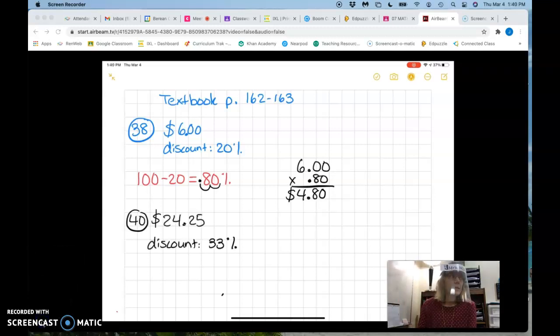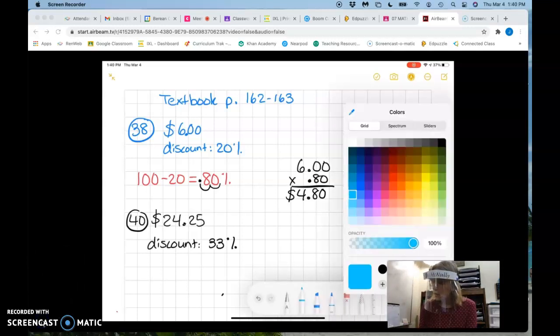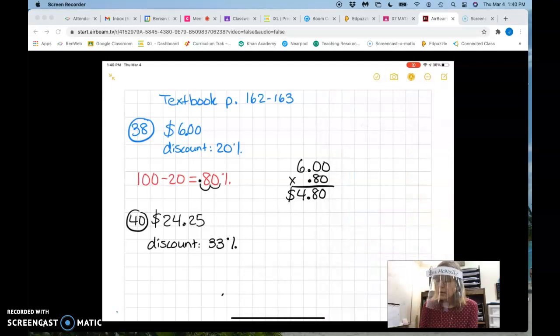So when I have discount, what's the first thing I have to do to solve? Yes. 100 minus whatever the discount is. That's going to tell me how much I'm going to pay. What is 100 minus 33? 67. So I'm paying 67% of the price of these gloves. And now what am I going to do? Move it 2 places. Yes, good. Move that decimal point 2 places to the left.